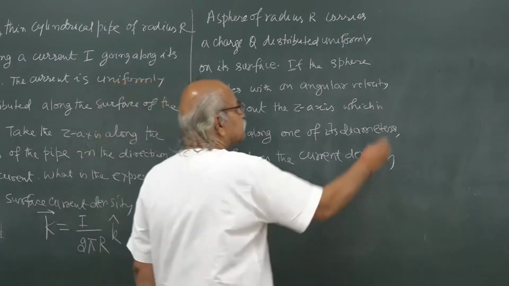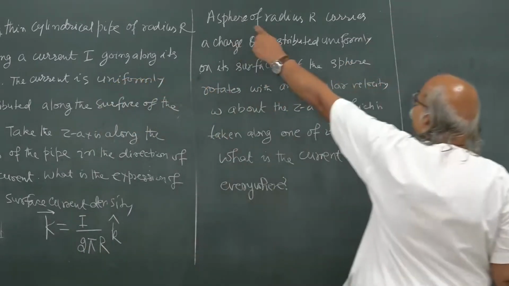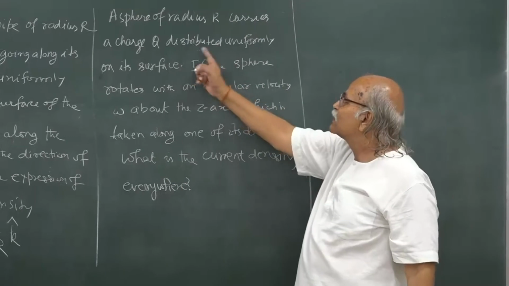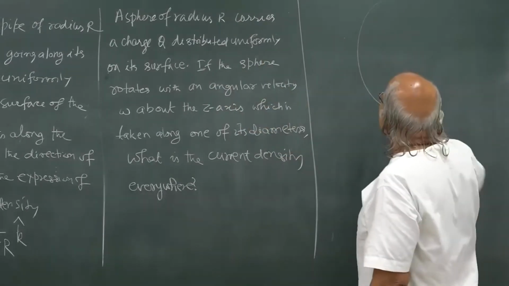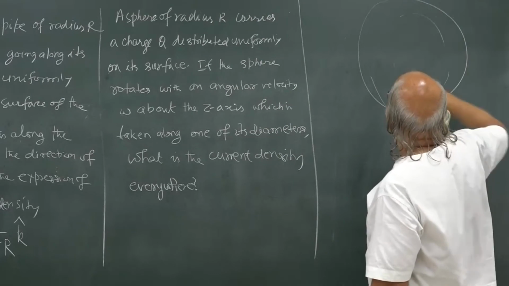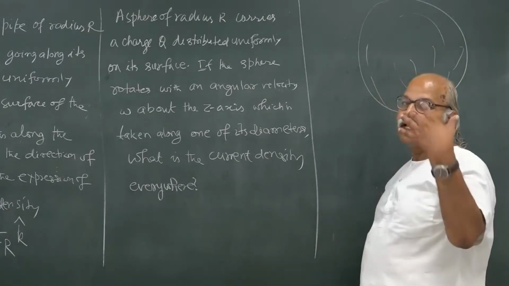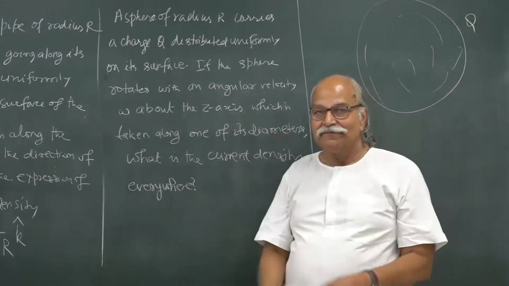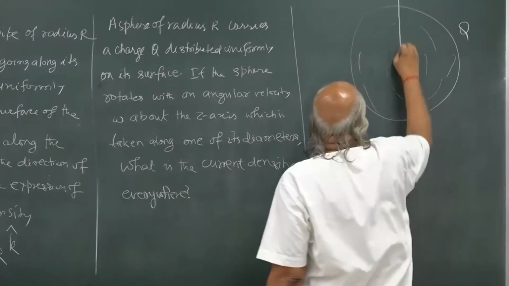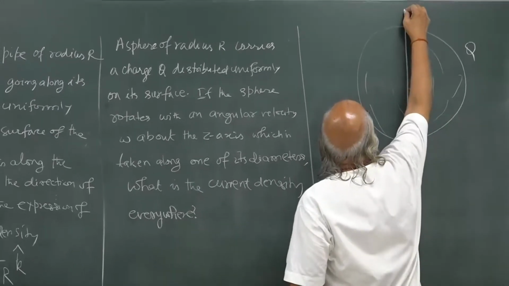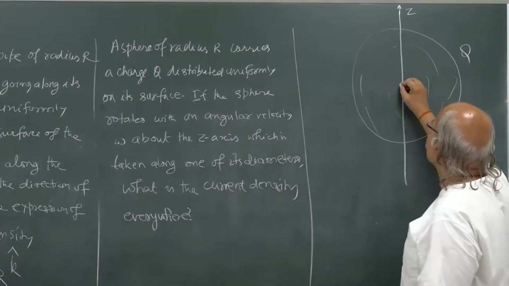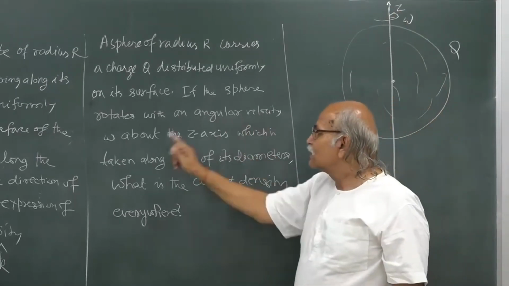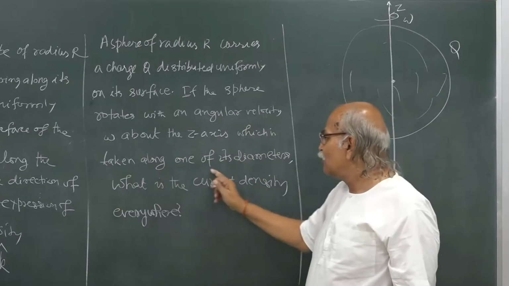So, that is the question. You have a sphere of radius capital R that carries a charge capital Q distributed uniformly on its surface. So, on the surface of this sphere, that 4 pi capital R square area, a total charge Q is distributed uniformly. Then this is rotating about one of its diameters, which is taken as the z axis. This is the z axis, here is the center, and it is rotating with a uniform angular velocity omega about the z axis.